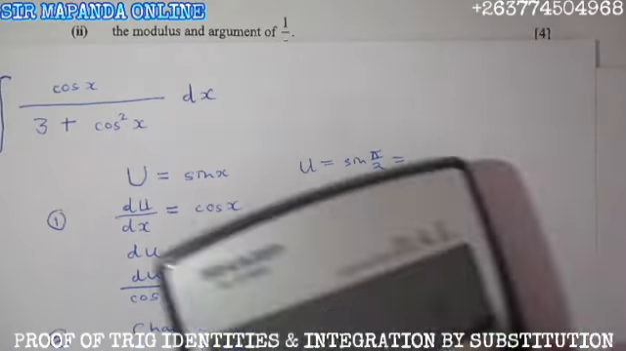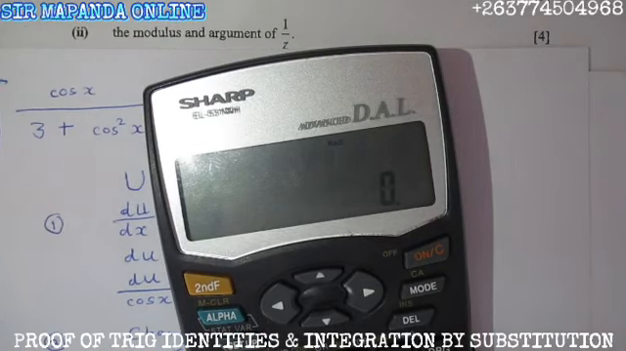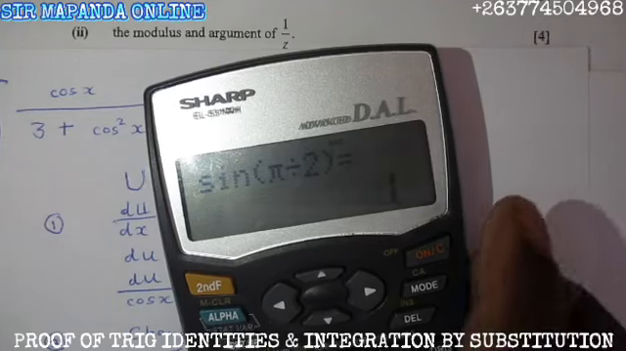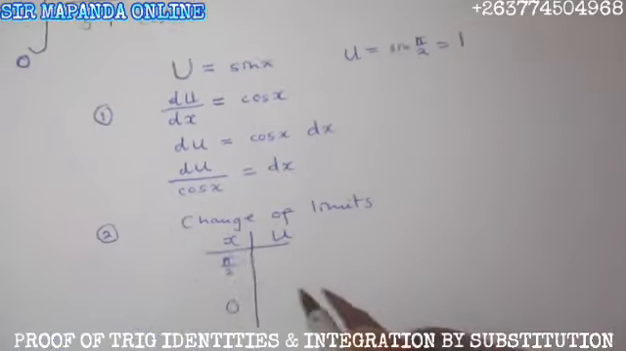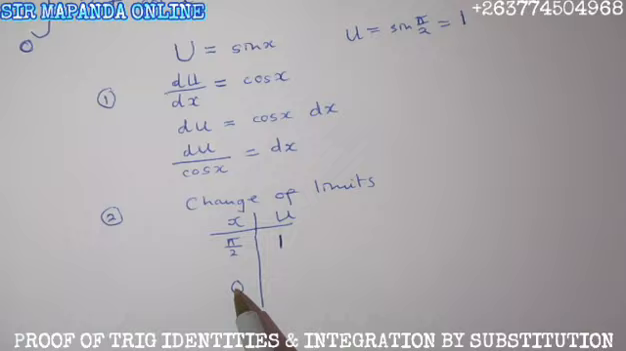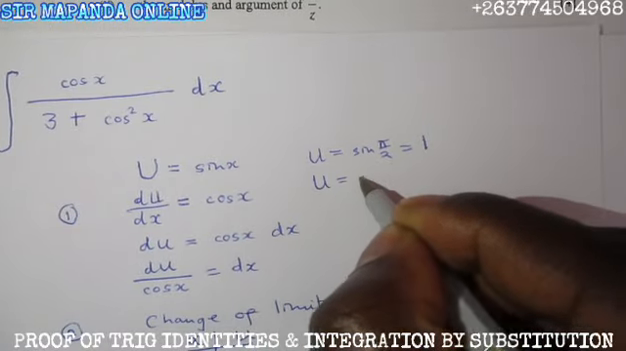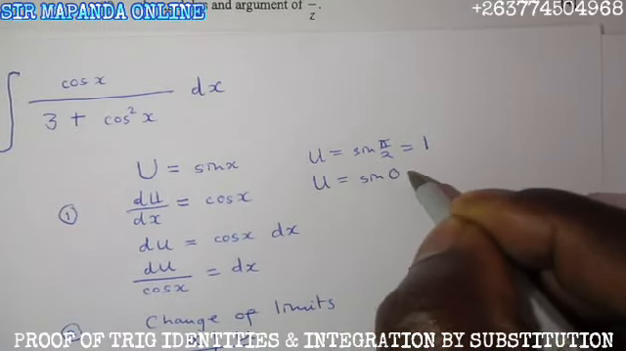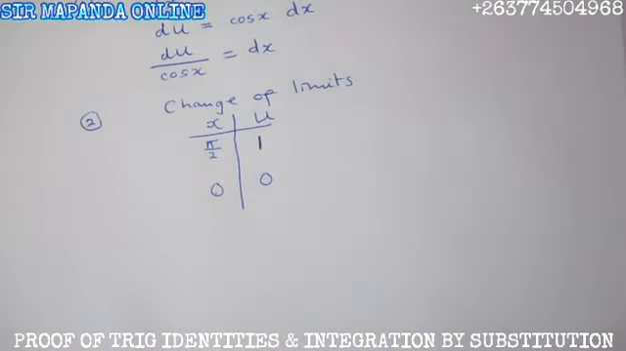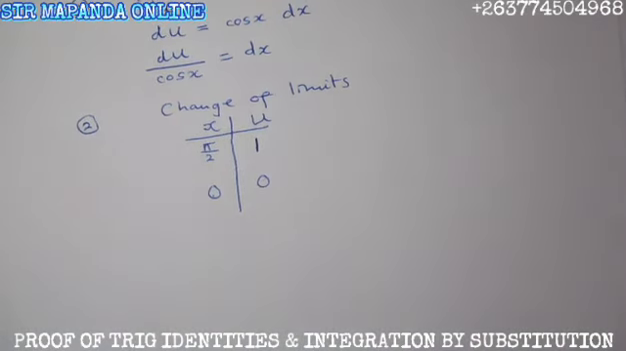So you just need to make sure that your calculator is in radians. When integrating trig, we use the radians mode. So sine of pi divided by 2, we get 1. So when x is pi over 2, u is equal to 1, right? Then you are now placing 0 on x. Sine 0 is 0. So it means 0 is going to remain the same. So this is stage number 2, the change of limits.